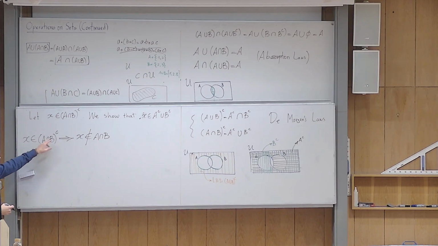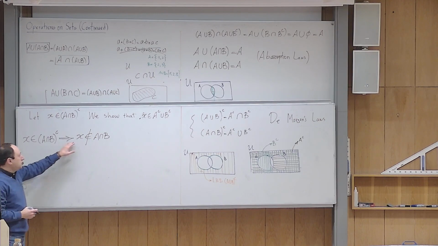X belongs to the complement of a set. Definitely X does not belong to the set itself. But I want you to translate this. What can I conclude here?